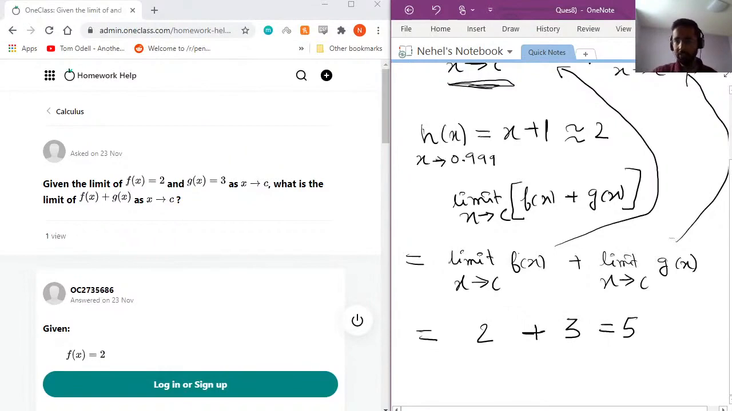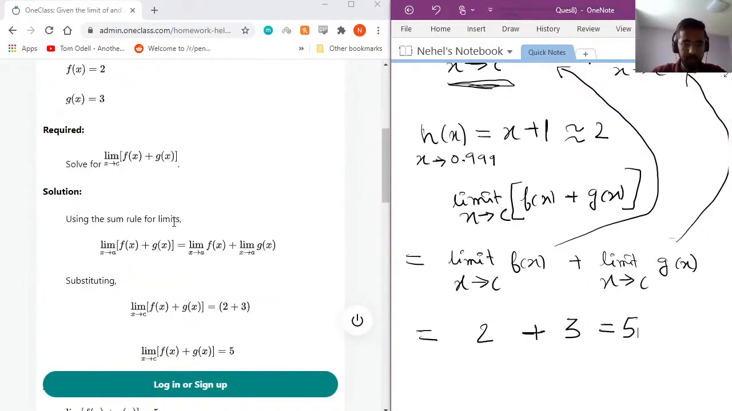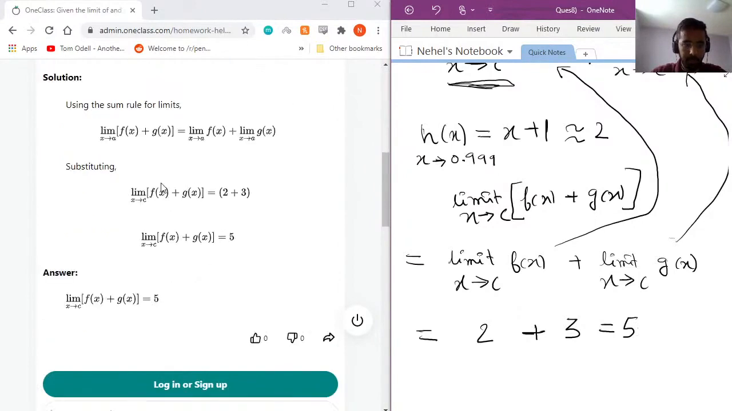So again, the key principle which we needed to know is what limits are and why we use them. We use them to estimate or approximate the value of a function, and then this additive property of limits. If I have a limit of the sum of two functions, I can separate them out as the sum of the limits of each function. Okay, let's look at the solution here using the sum rules for limits. So that's perfect. 2 plus 3, and then you get 5.